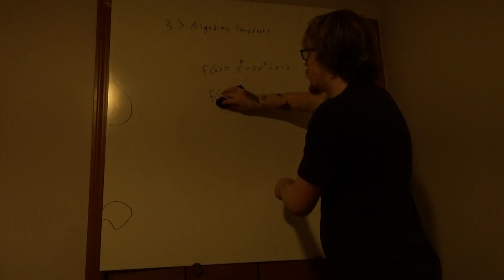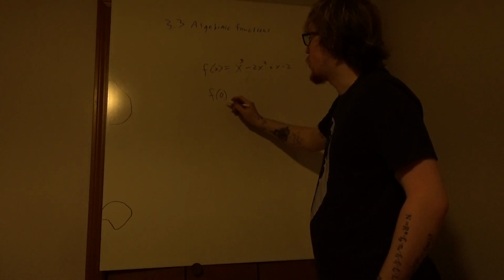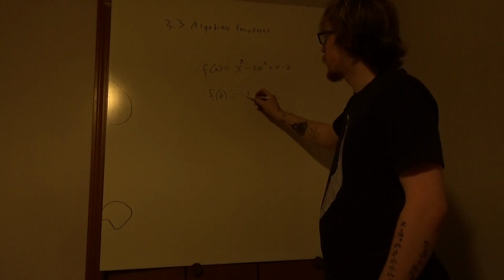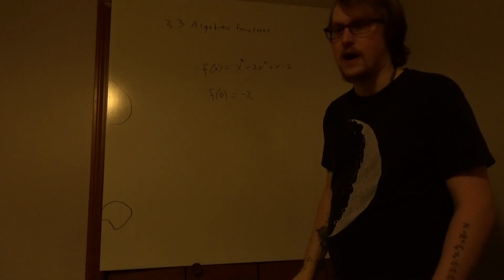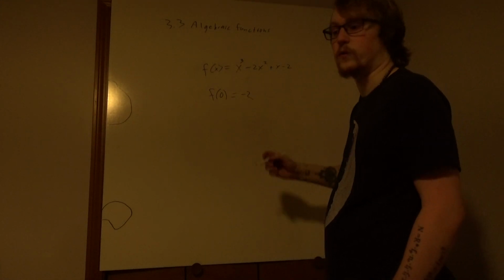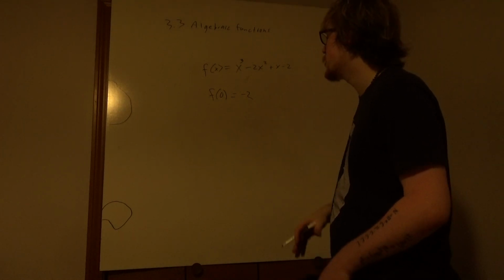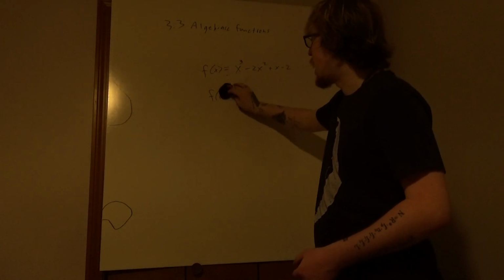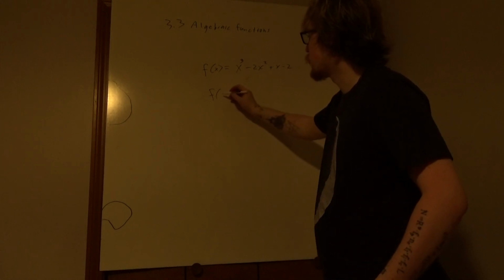Let's try a different one then. How about 0? Well, if we plug in 0, we're going to get negative 2. I don't even have to do any math, simply because all of these terms are zeros, and so they all go away, and the only thing we're left with is the constant term, which is negative 2. So 0 is also not going to be a root.